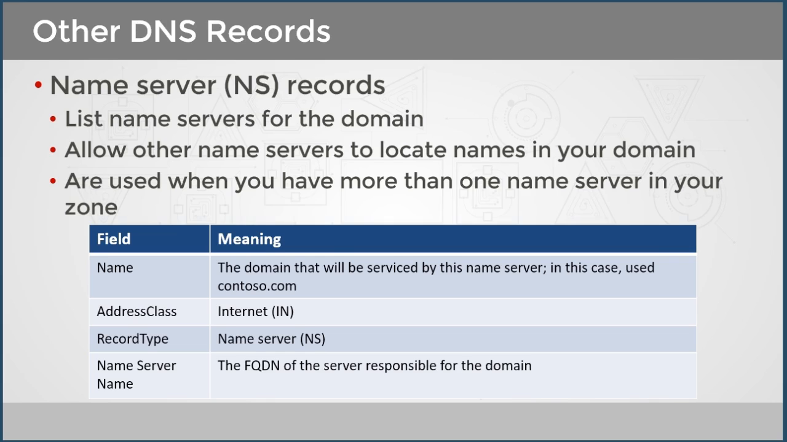tolerance of your zone. So when you create the records, the name is the domain that will be serviced by this name server. The address class is IN for internet. The record type is NS for name server. And the name server name sounds a little redundant, but it is the name of the name server. So the fully qualified domain name of the server responsible for the domain.